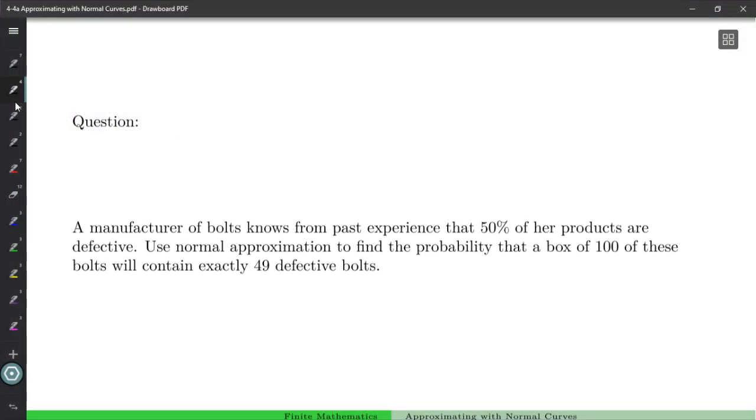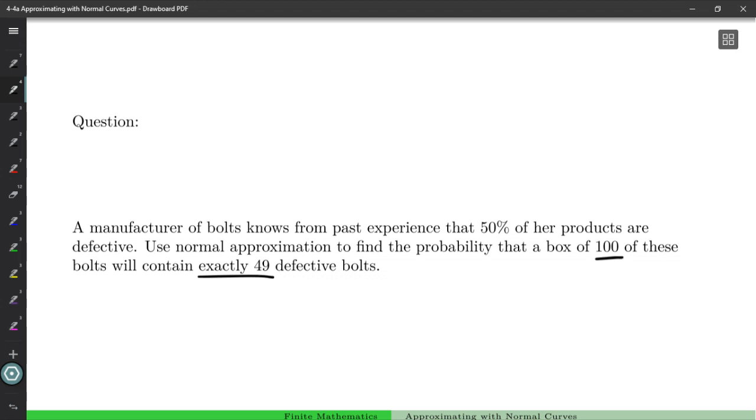A manufacturer of bolts knows from past experience that 50% of her products are defective. Use normal approximation to find the probability that a box of 100 of these bolts contains exactly 49 defective bolts. So they're telling us in the question to use normal approximation, but they didn't tell me a mean or a standard deviation or anything like that. So what are we to do?